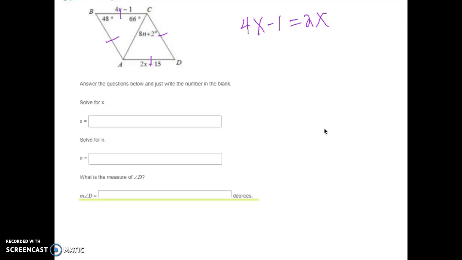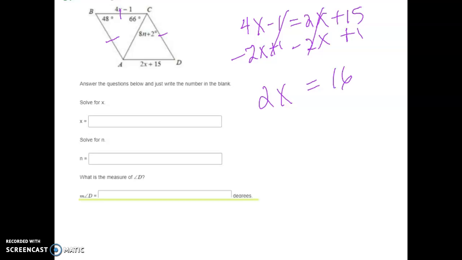Shoot, I should erase that because I can't read that. That's 2x plus 15. So now we're just solving for x. And we get 2x equals 16. So that makes x equal 8.